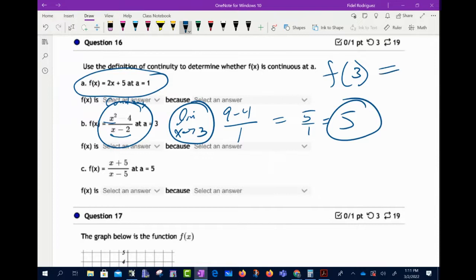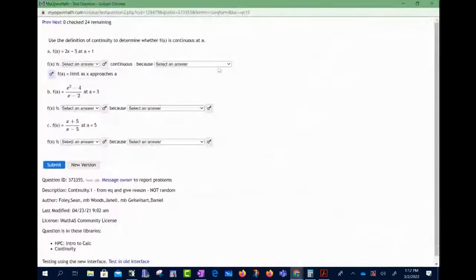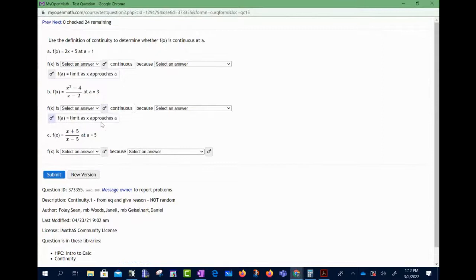But let me ask you a question. The way we found the limit, didn't we find the limit by basically plugging in f of 3? And when we plugged in, didn't we get 5? So would we say it's continuous or not? Yeah, it would be continuous, right? So look, I'd come back over here. Let me click on this thing right here. Let me open this up a little bit better. So we'd say it's continuous because f of a equals the limit as x approaches a, right?